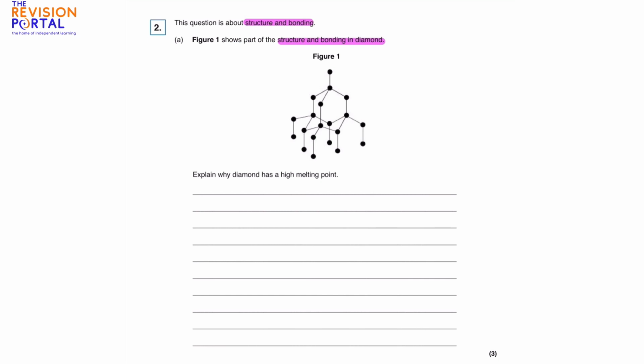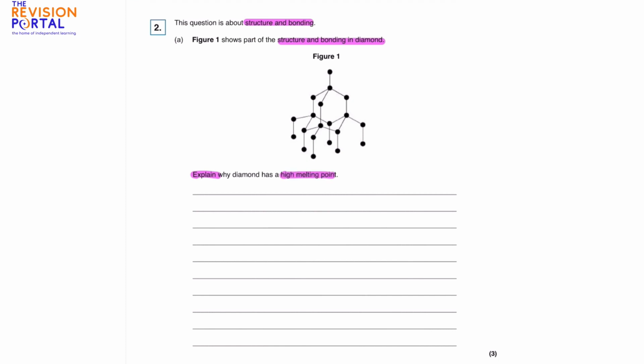Explain why diamond has a high melting point. So we've got another explain question, so we definitely need to include scientific detail, which means we need to use keywords and key phrases that we know will get us marks in this question. And the only way to pick up those key marks is by memorizing mark schemes, so you know exactly what the examiners are looking for when they're marking your paper. This time, we're relating the structure of diamond to its high melting point, which is one of its properties.